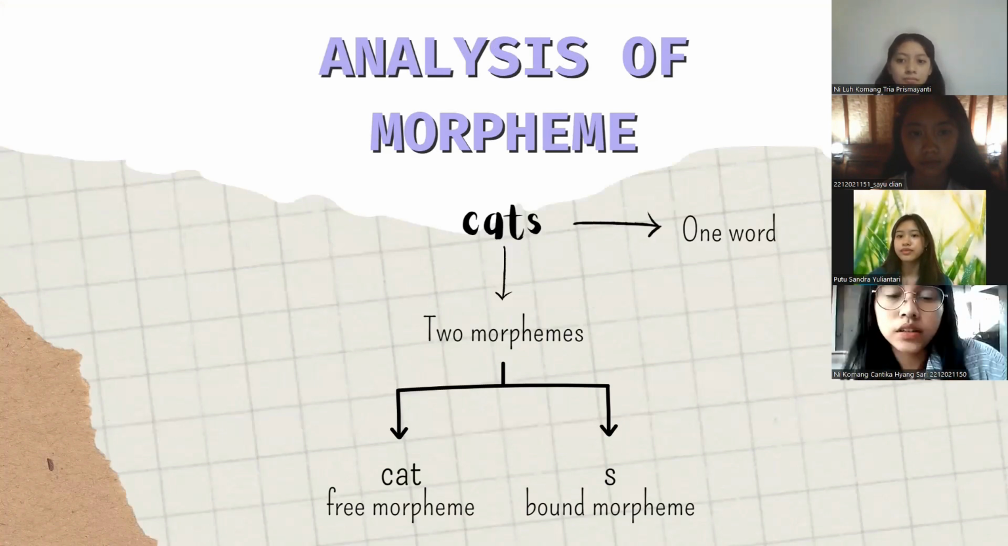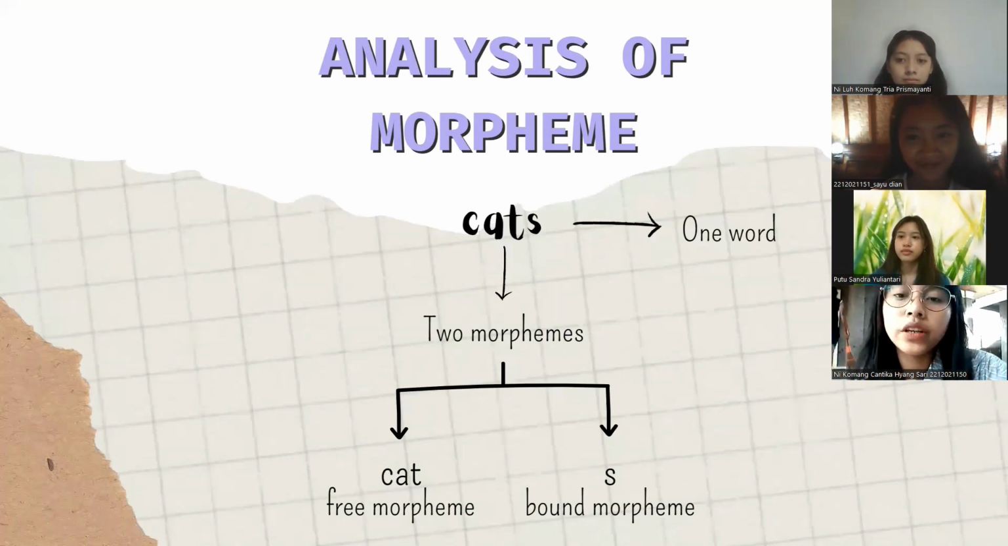Okay, I will continue the presentation. Now we're going to do the analysis of morphemes. For example, the word cats. Cats is one word and two morphemes. Cat is a free morpheme and s is a bound morpheme.